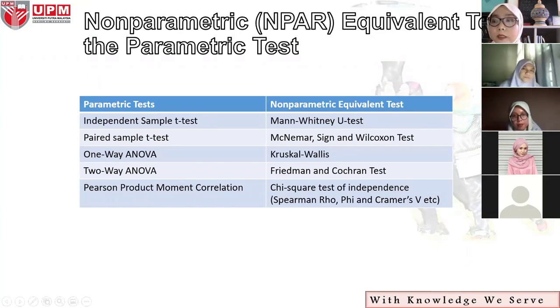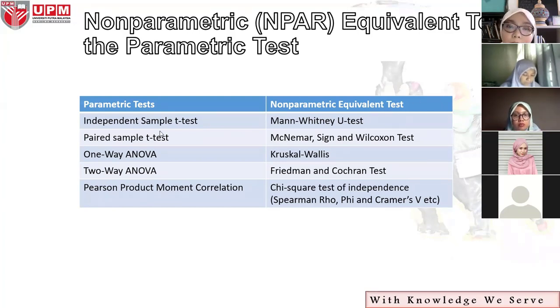parametric test. Maksudnya, it means that we have a parametric and a non-parametric test that can give you similar results, similar findings, comparable findings according to your objective. Okay, so for example, if you are interested to use independent sample t-test at the first place, but after you figure out your data are not normal, then you can use Mann-Whitney U test.